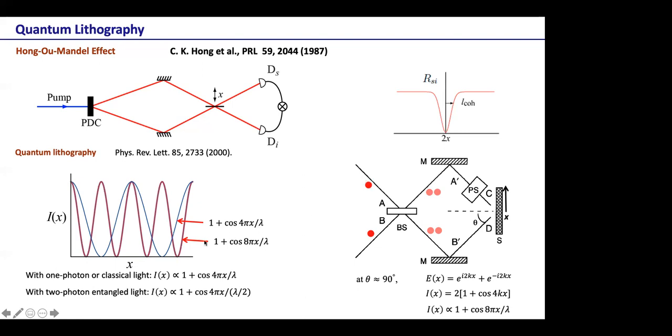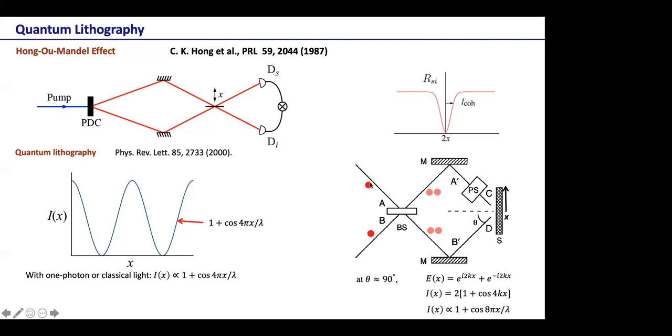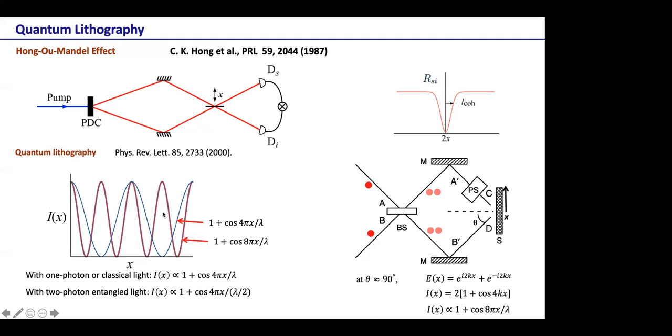The wavelength has not changed, but now you can write twice as many patterns as you could earlier. Instead of just classical light, I have entangled photons, and now I can write twice as many patterns on my chip. This goes on. Instead of just two photons, if I have N photons, then I can write patterns which have N times the fringe density of classical light. This idea is called quantum lithography. With N entangled photons, on the same chip you can write N times as many patterns.